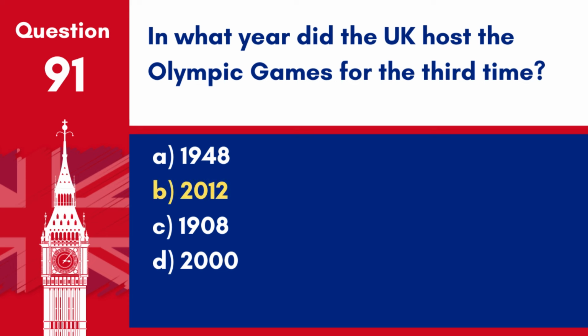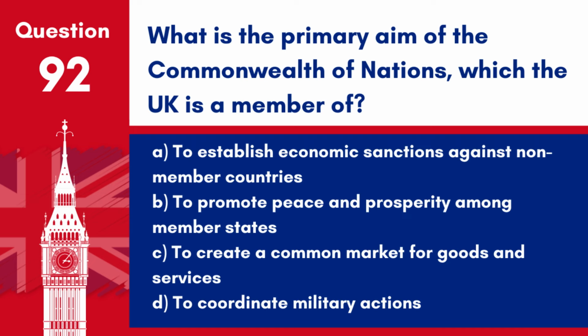Answer B. 2012. The UK hosted the Olympic Games for the third time in 2012, with London being the host city. Question 92. What is the primary aim of the Commonwealth of Nations, which the UK is a member of? A. To establish economic sanctions against non-member countries. B. To promote peace and prosperity among member states. C. To create a common market for goods and services. D. To coordinate military actions.